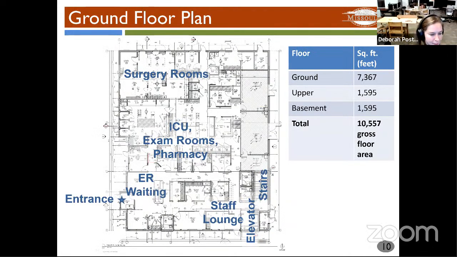Here is the proposed ground floor plan, which includes the entrance, emergency room waiting area, and exam and surgery rooms. The table to the right shows the square footage for each floor. The upper floor and basement do not cover the whole building footprint, as you will later see in the elevation slides. As mentioned before, the proposed project has already been approved for compliance with design excellence standards.